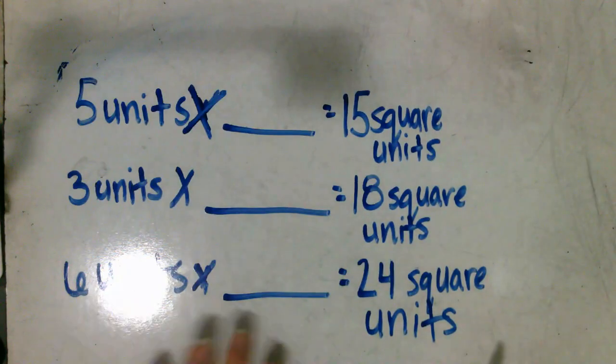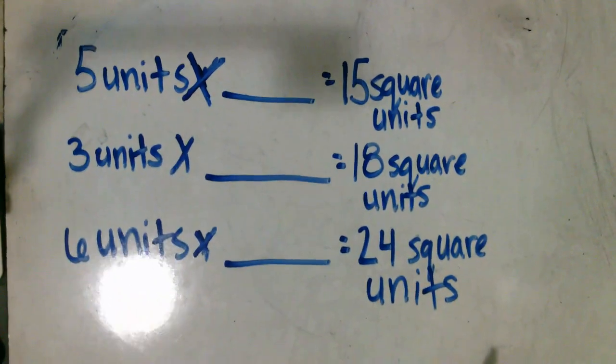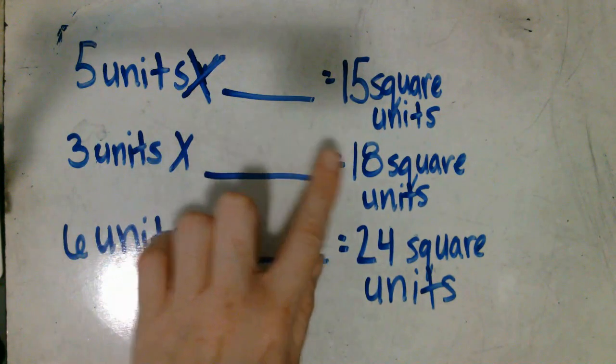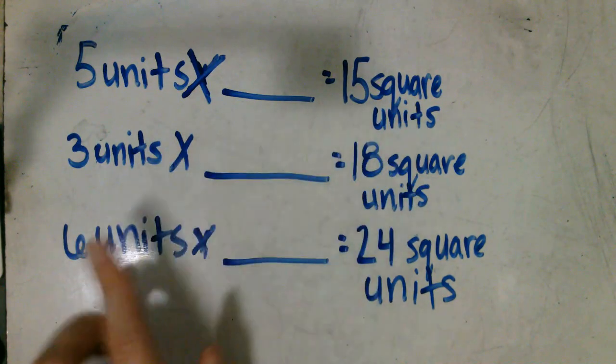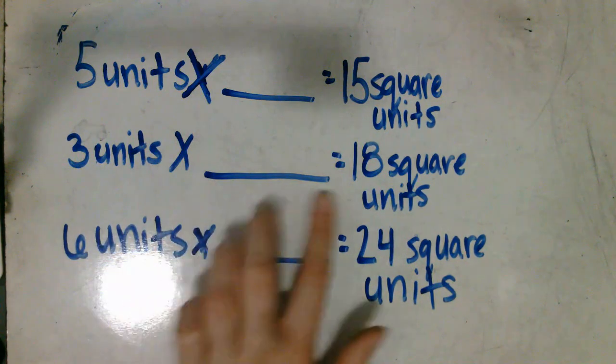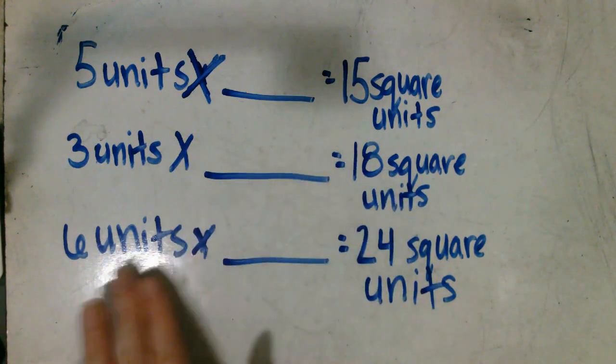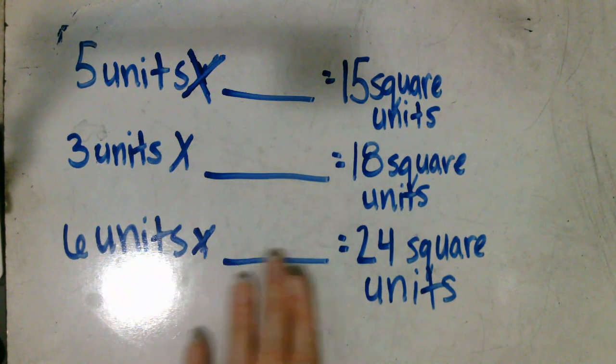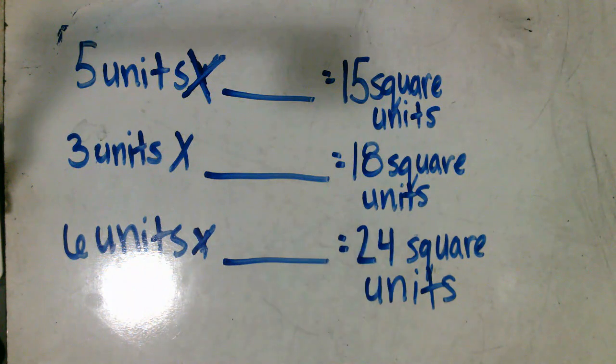On your whiteboard, you're going to record the following 3 problems. 5 units times blank equals 15 square units. 3 units times blank equals 18 square units. 6 units times blank equals 24 square units. Your job is to fill in the blank or find out what that missing side length would be on a rectangle when we're already given a width and the area. Come back when you're ready to see the answers.